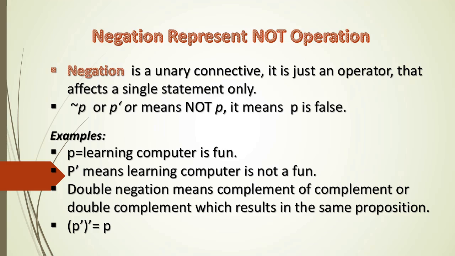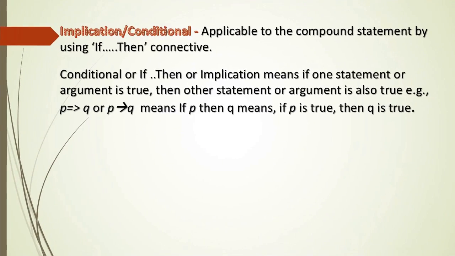Now let's see implication, or conditional. Implication or conditional is applicable to a compound statement by using the if-then connective. Conditional, or if-then, or implication means if one of the statements or arguments is true, then the other statement or argument is also true, which can be written as P implies Q. If P, then Q. That means if P is true, then Q is true.